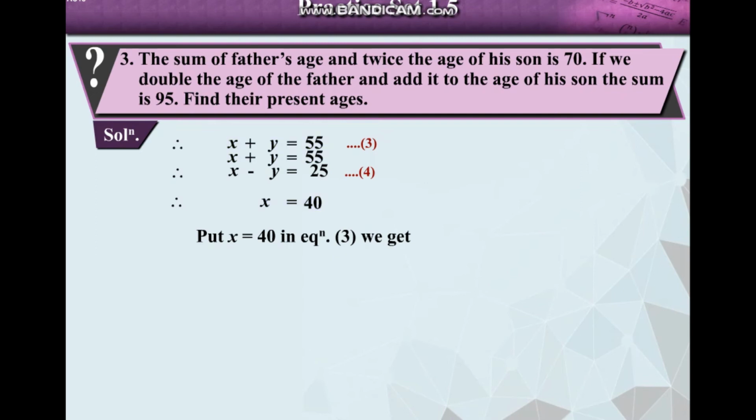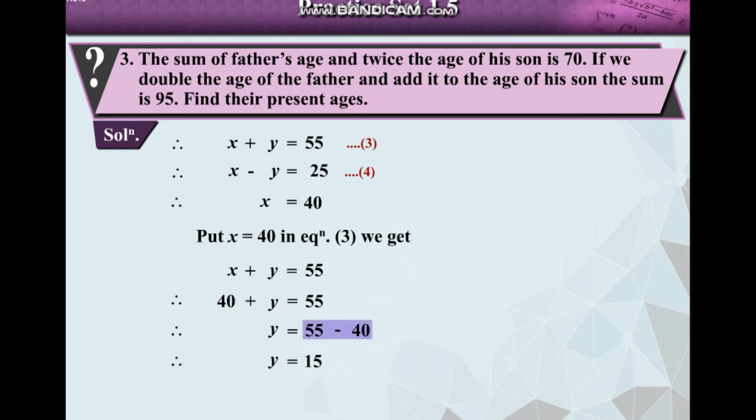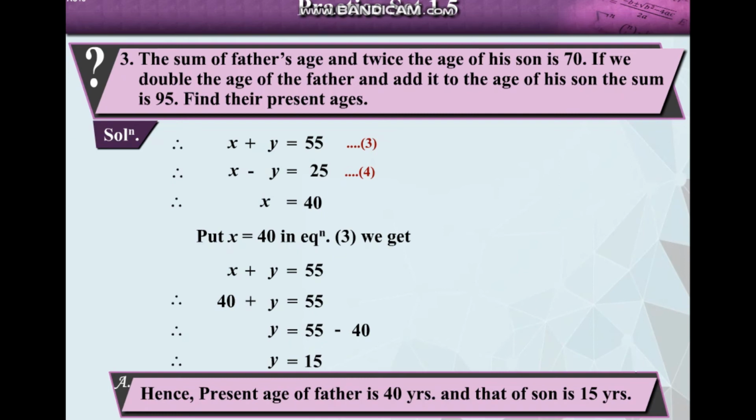We get x + y = 55. Therefore, 40 + y = 55. Therefore, y = 55 - 40. Therefore, y = 15. Hence, the present age of the father is 40 years and that of the son is 15 years.